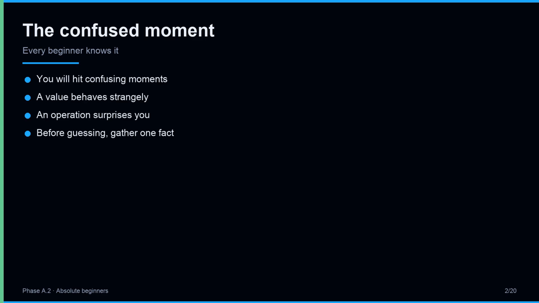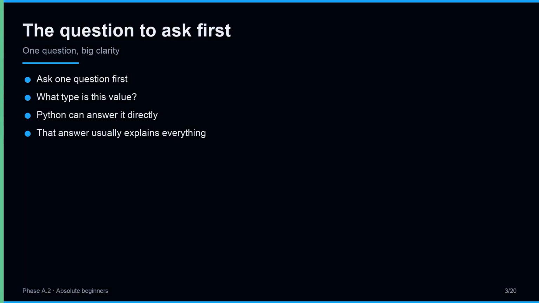Gather one fact first, so train yourself to ask one question before anything else. What type is this value? It is the single most useful question in early Python, and the good news is that Python can answer it for you, immediately, in one word. You do not have to guess. You do not have to read the whole program. You just ask, and Python tells you. Once you know the type, the strange behavior usually makes sense, and the fix becomes obvious. Let us meet the tool that does this.